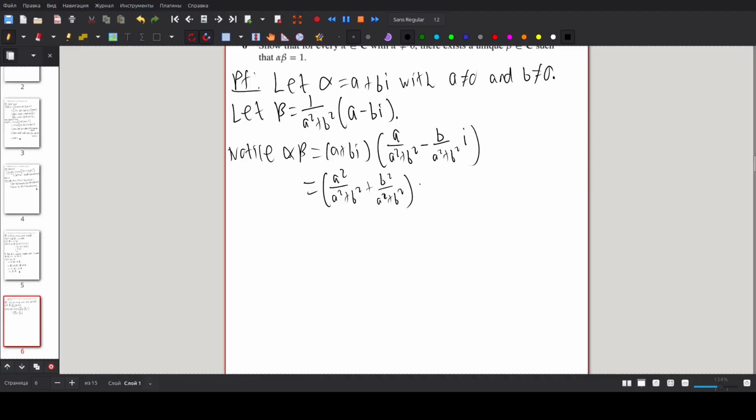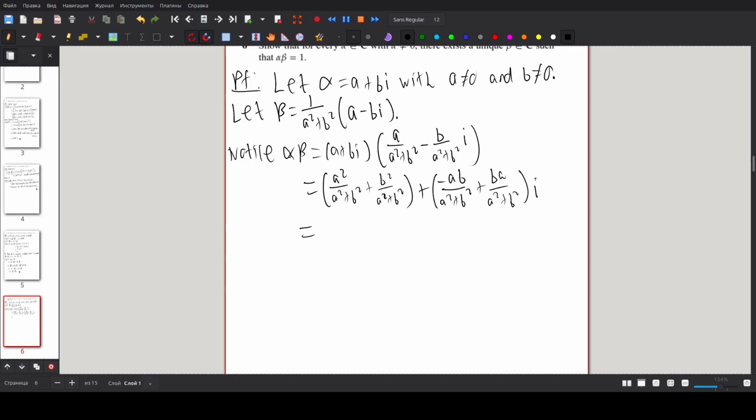Okay, that's the real part, plus negative ab over a squared plus b squared, plus ba over a squared plus b squared i. Okay, and now I don't want to do it out, but basically, if we combine these, we're going to get a squared plus b squared all over a squared plus b squared, right? So that's going to be 1.